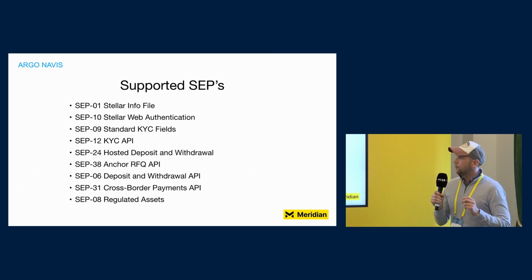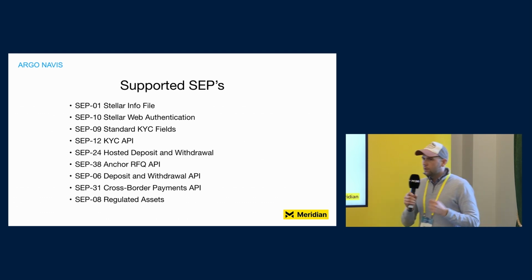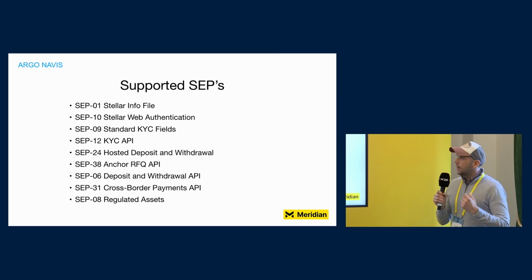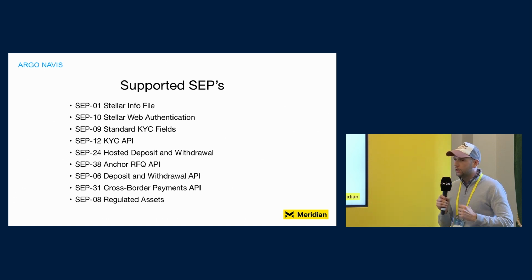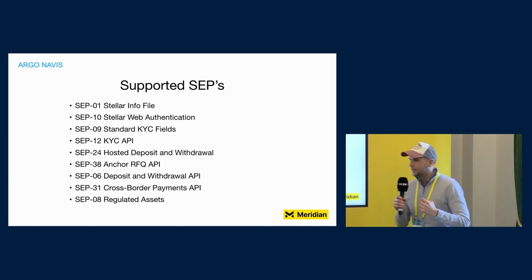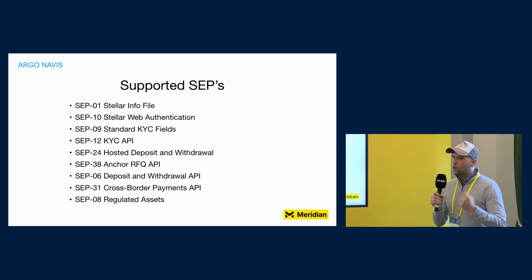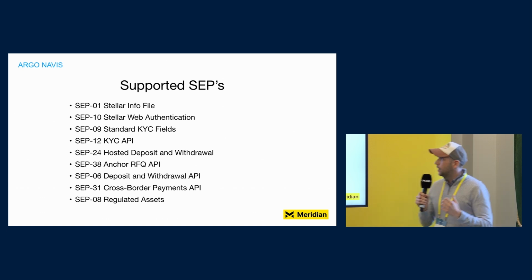Our SDK and the reference server offer support for many SEPs, such as, for example, exposing standardized anchor information defined by SEP-1, Stellar Web Authentication, so clients can authenticate themselves with an anchor, defined by SEP-10, interactive and non-interactive deposit and withdrawal defined by SEP-6 and 24, including quotes, cross-border payment, Know Your Customer API, and many, many more.